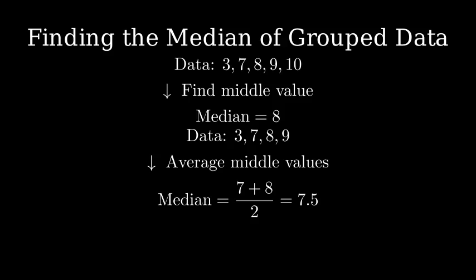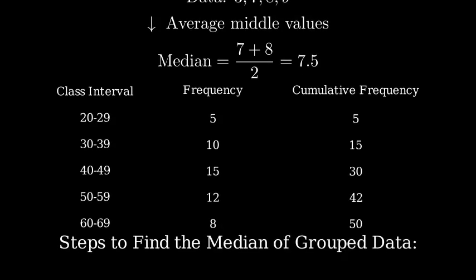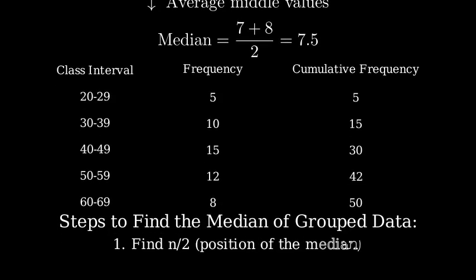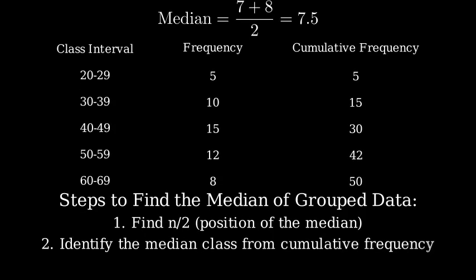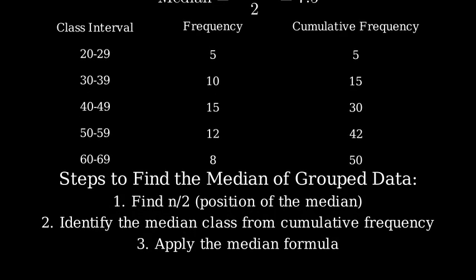But what if our data is grouped into intervals or classes? For example, let's consider the scores of 50 students in a math exam grouped into intervals. In such cases, we can't directly pick the middle value. We need to use a specific formula to estimate the median. To find the median of group data, we follow these steps. Step 1, find n divided by 2, where n is the total number of data points. This gives us the position of the median. Step 2, determine the class interval containing the median position using the cumulative frequency column. Step 3, apply the median formula to estimate the value.